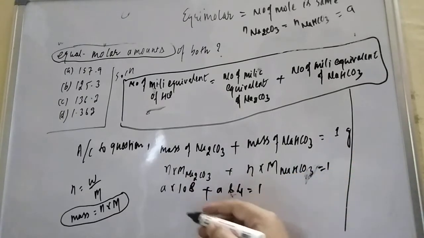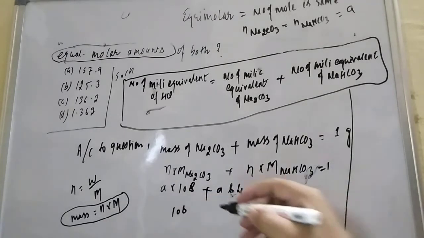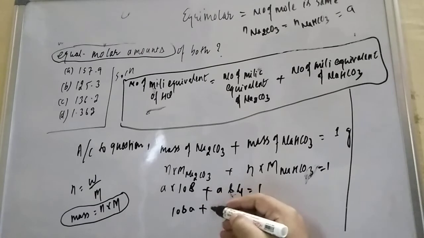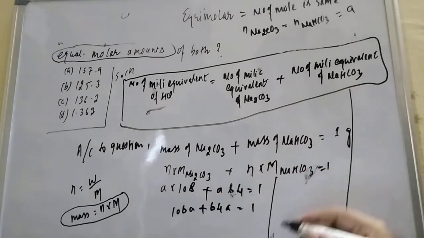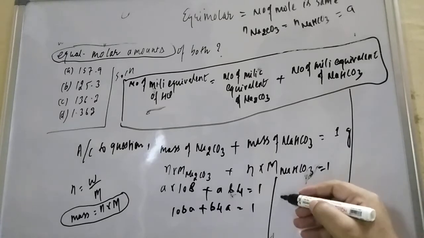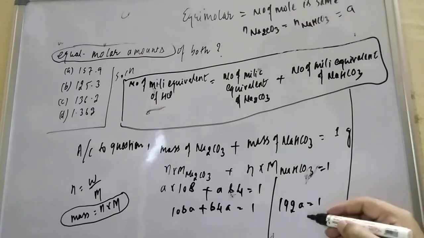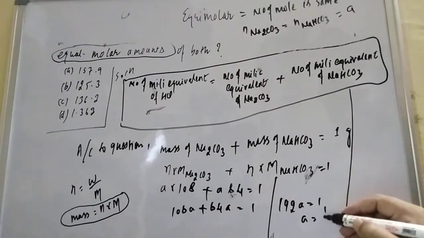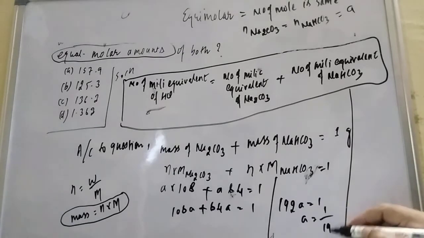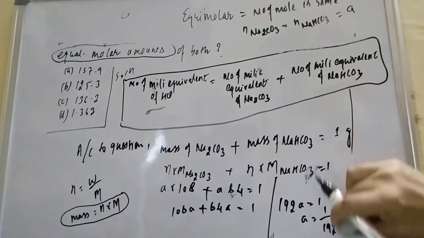Now if you add 108 plus 84, A equal to how much? 1. So here it is coming 192A. 192A equal to 1. So A equal to how much will come, student? 1 upon 192. Now you divide it, student.